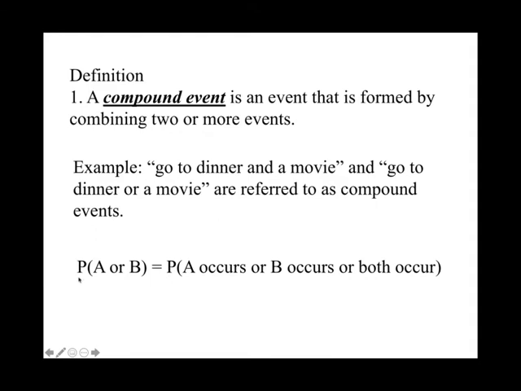Look at this notation: probability of A or B. This consists of two events. Only event A occurs, or only event B occurs, or both events occur. First, we need to know what mutually exclusive events are.